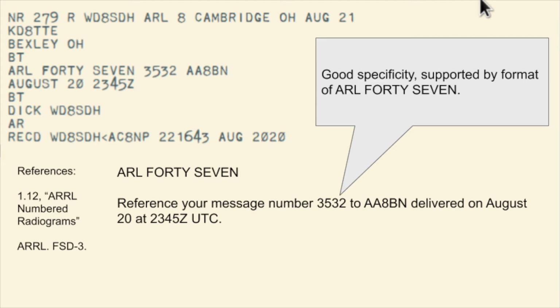Specific blanks, we fill them in specifically, and so now this message, reference your message number 3532 to AA8BN, delivered on August 20 at 2345 Zulu UTC. I've got it. I understand exactly what's going on. Now I've got to find my message. What are we talking about?